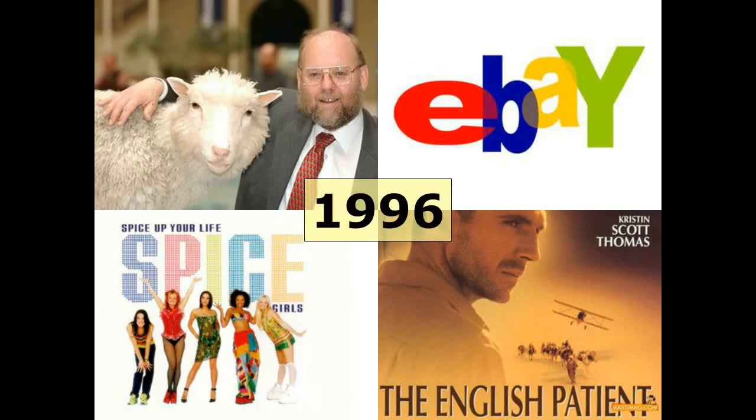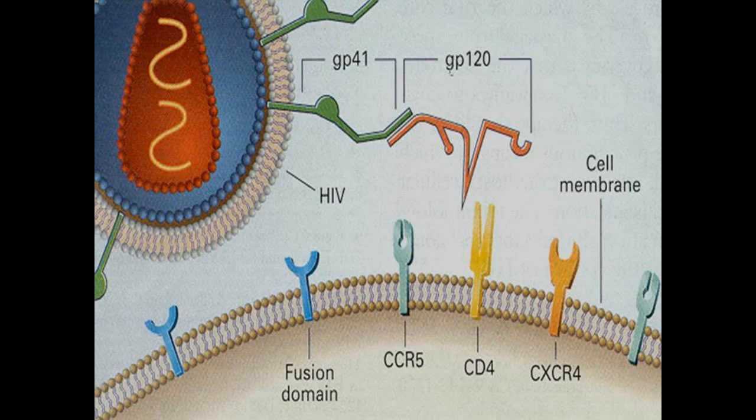Then we come to 1996, the year of Dolly, the first cloning of a sheep from an adult cell, the start of eBay, the start of the Spice Girls, and The English Patient was the major movie there. That was the year when we realized that the entry process for HIV was not as easy as originally thought. It was not a simple process. This was the year that we discovered that there were co-receptors such as CCR5 that were needed in order for HIV to enter the T4 helper cell.